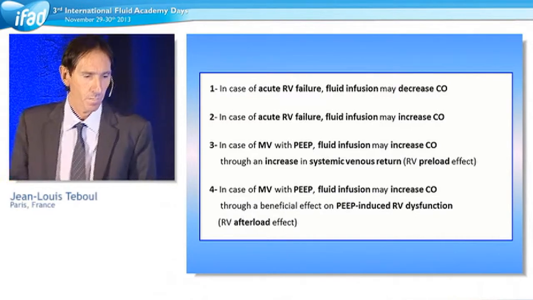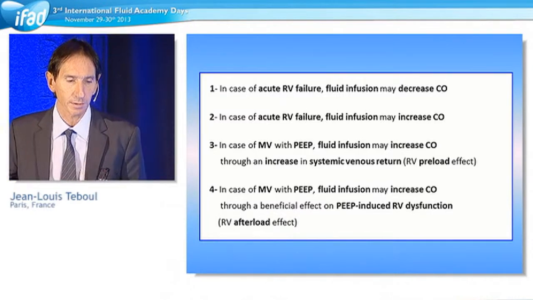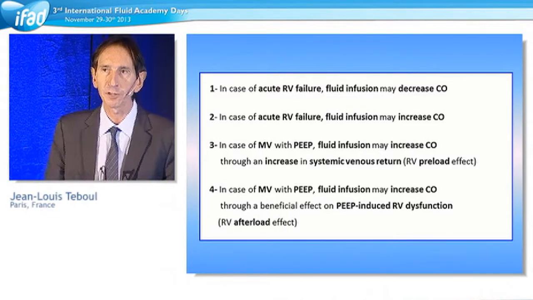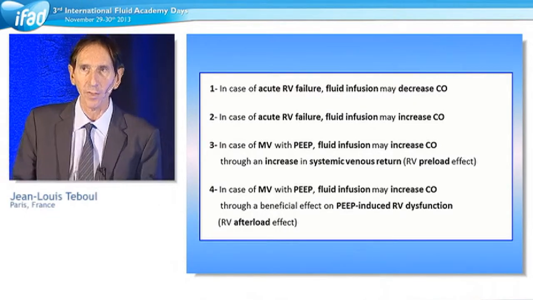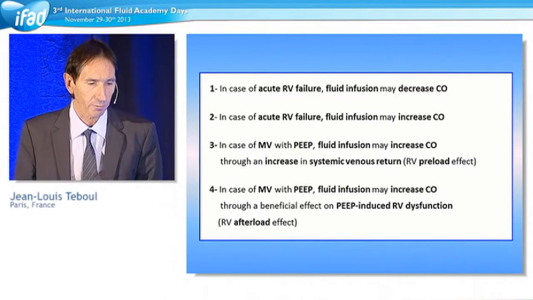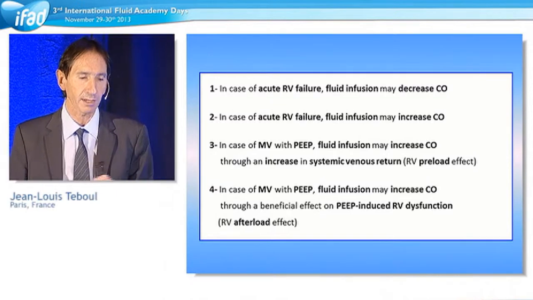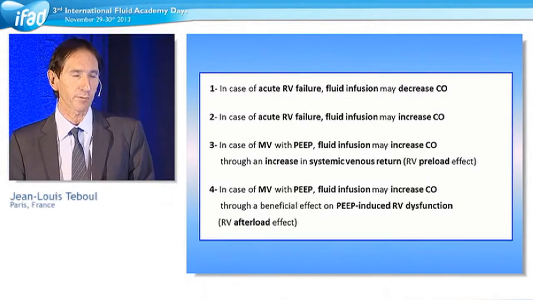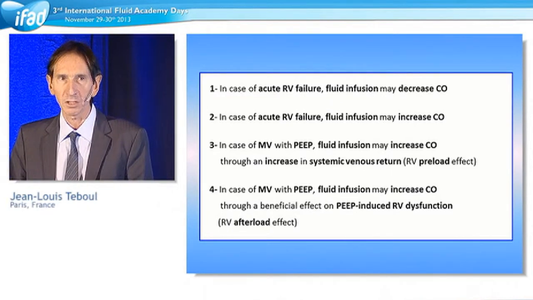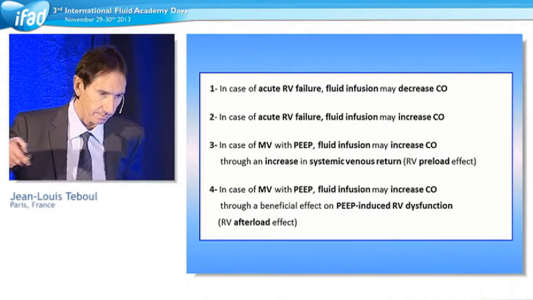Okay. Third, in case of mechanical ventilation with PEEP, fluid infusion may increase cardiac output through an increase in systemic venous return due to RV preload effect. Who votes for that? Yes, minority of people. Fourth, in case of mechanical ventilation with PEEP, fluid infusion may increase cardiac output through a beneficial effect on PEEP-induced right ventricular dysfunction through an RV afterload effect. Only 5% of people vote for that. Okay, we'll see the results afterwards.